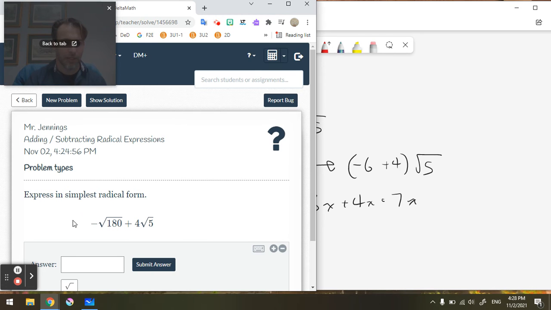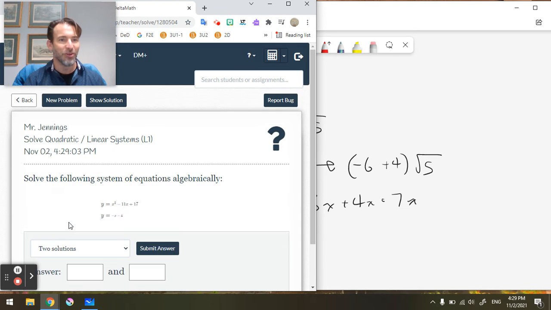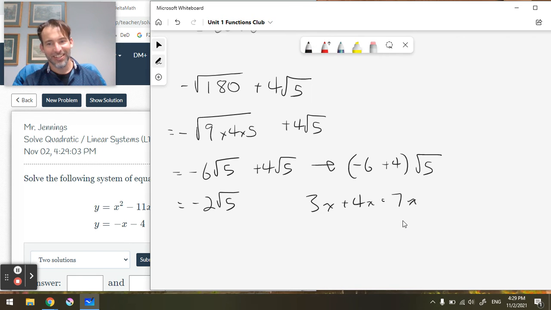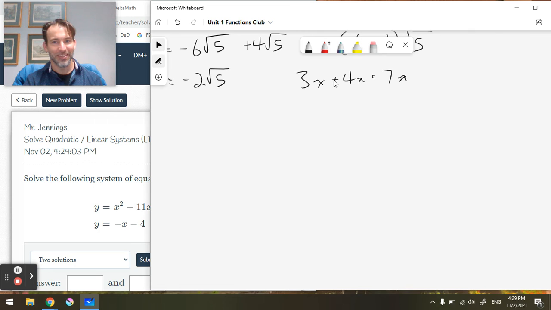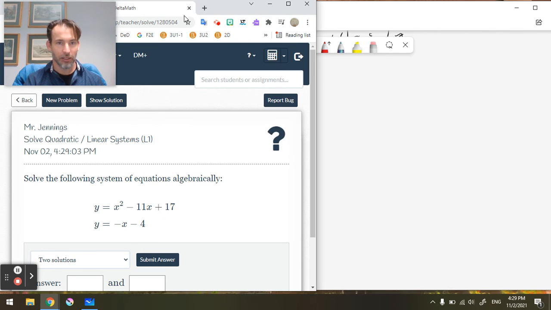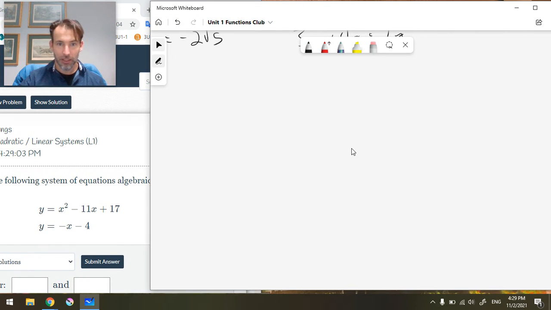All right. Now, let's find some other question types. Solving quadratic linear systems. Yay! Just what everyone wanted to do. Solve quadratic and linear systems. Because it's super fun to solve quadratic linear systems. I'll show you why. The reason is because not everyone can do it, and if you can, you're definitely an above average math person in this society.